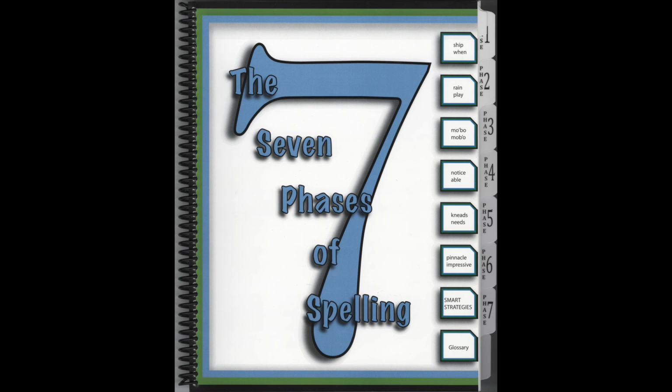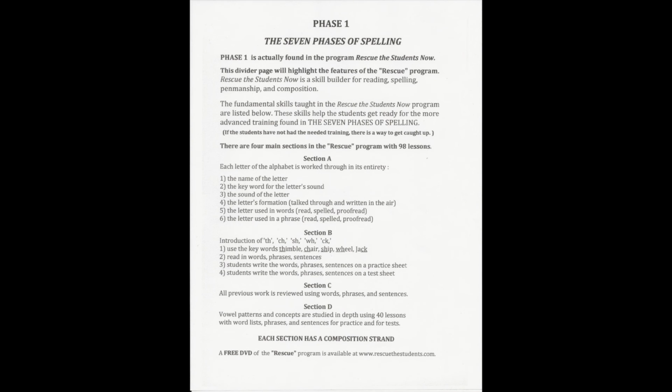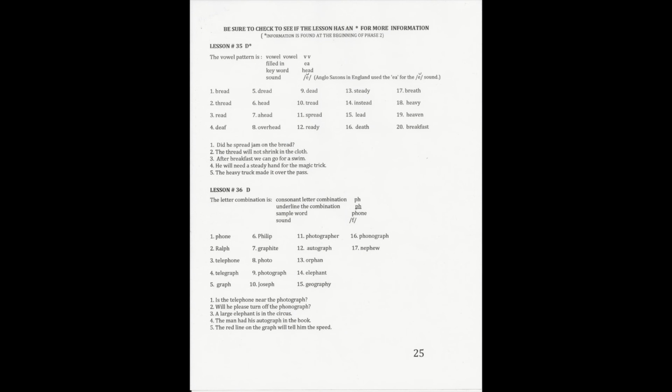reading and spelling. Phase 1 is just an outline of what was covered in the Rescue the Students Now portion of the program. In Phase 2, there are 40 lessons with words and sentences to review the vowel patterns or the diphthongs that have already been taught. There are also 12 new vowel patterns.